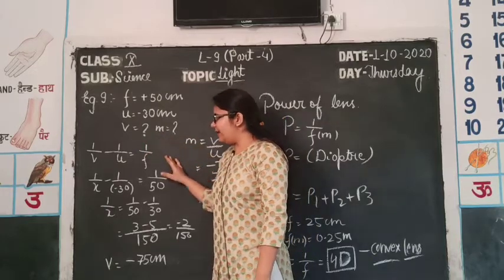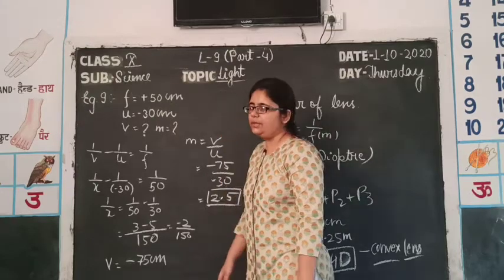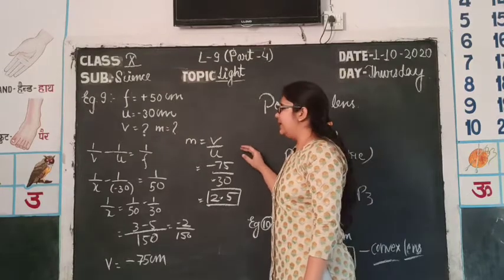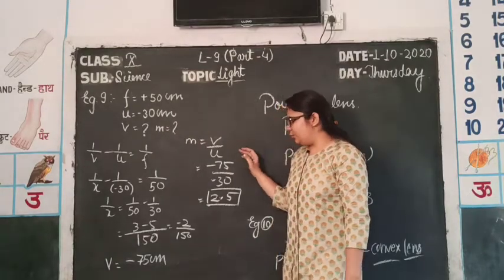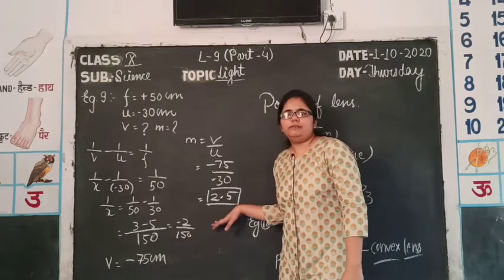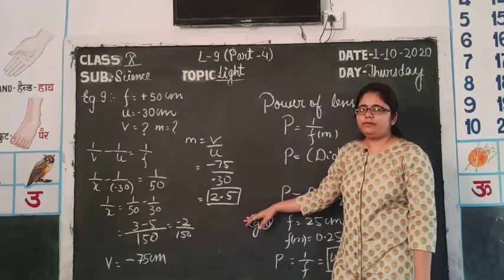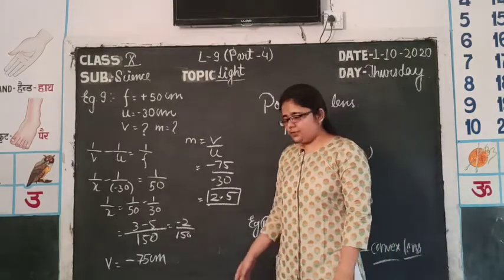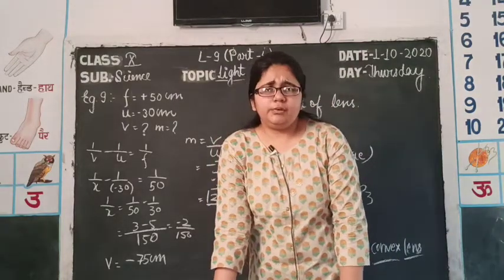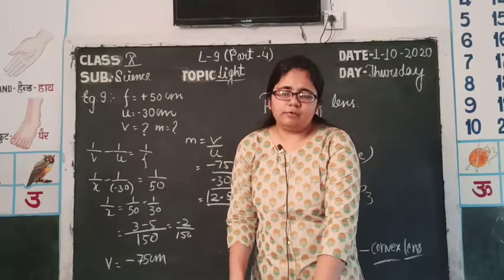By putting the values in the lens formula, we get V, that is minus 75 centimeter. The minus denotes that image will be formed towards the left hand side. Then magnification is V by U. So, magnification comes 2.5. This magnification is positive and greater than 1, which denotes that image will be virtual, erect and enlarged. After these numericals related to the lens formula, now we will discuss a new topic, that is power of lens.